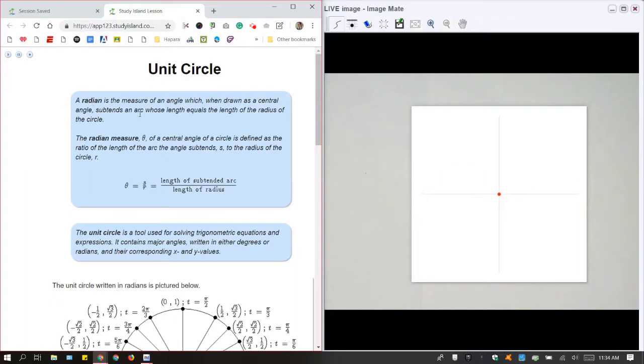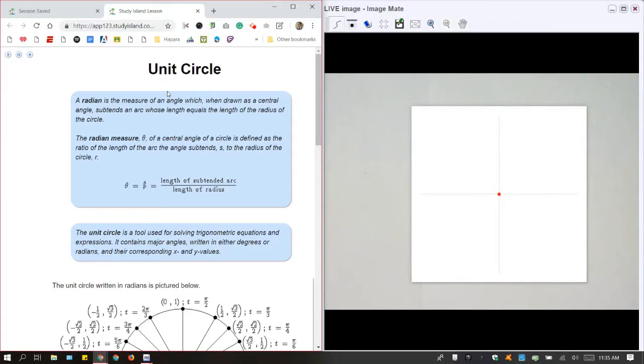Here's your definition right here. It's the measure of an angle which, when drawn as a central angle, subtends an arc whose length equals the length of the radius of the circle. What is all that? Let's break it down. It's the measure of an angle. Normally we measure angles with degrees. An entire circle is 360 degrees. You know what a 90-degree angle is, et cetera. We measure angle with degrees normally.